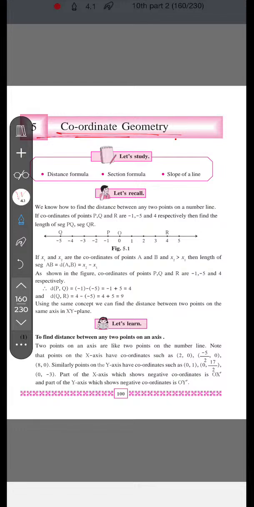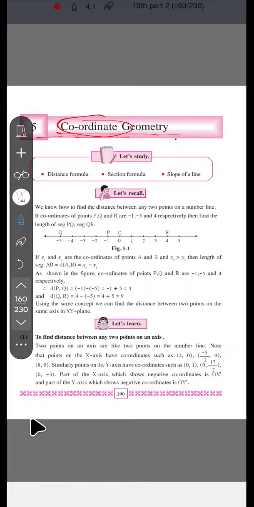You can see the name on the board. As you know, this is a revision and doubt session, so whatever doubt or question you want to understand, simply comment down below so I can take this directly. Otherwise I am going to take almost all the questions which are difficult for you, as per my experience. So here you can see coordinate geometry.